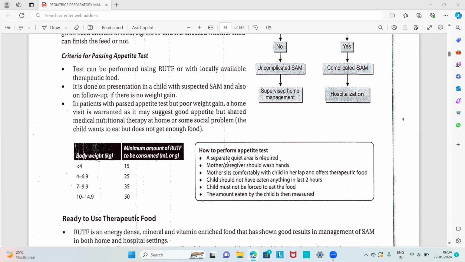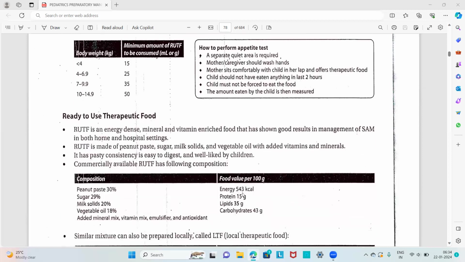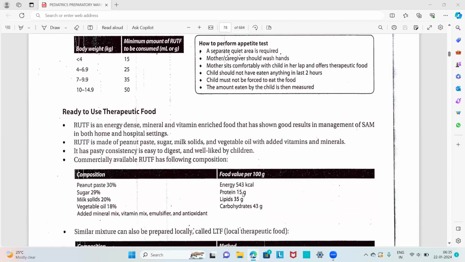Then how to perform the appetite test? A separate quiet area is required. The mother or caregiver should wash the hands, and the mother sits comfortably with the child in her lap and offers therapeutic food. The child should not have eaten anything in the last 2 hours. The child must not be forced to eat the food. The amount eaten by the child is then measured. So that is all about the appetite test.